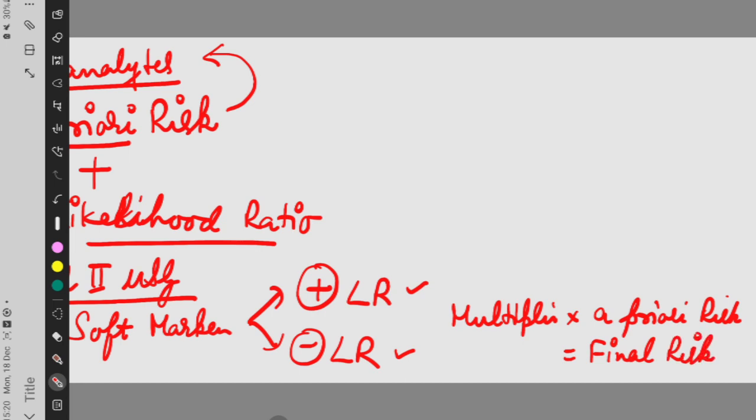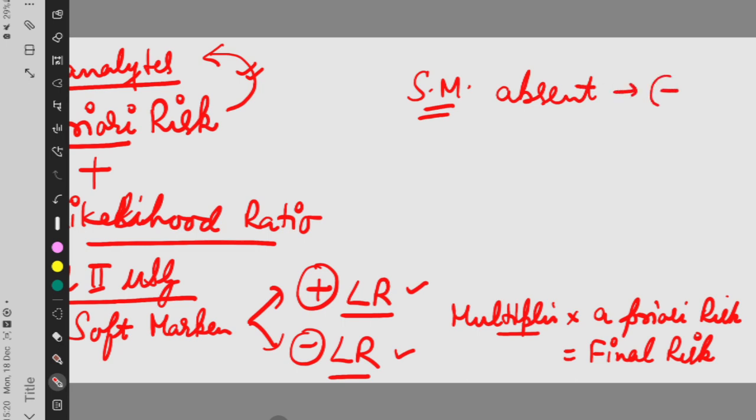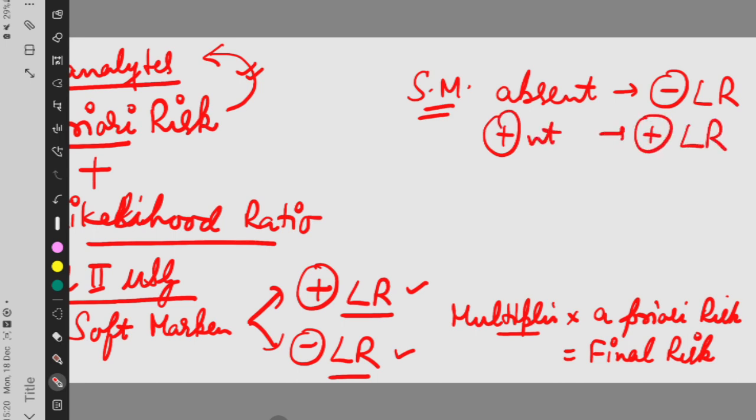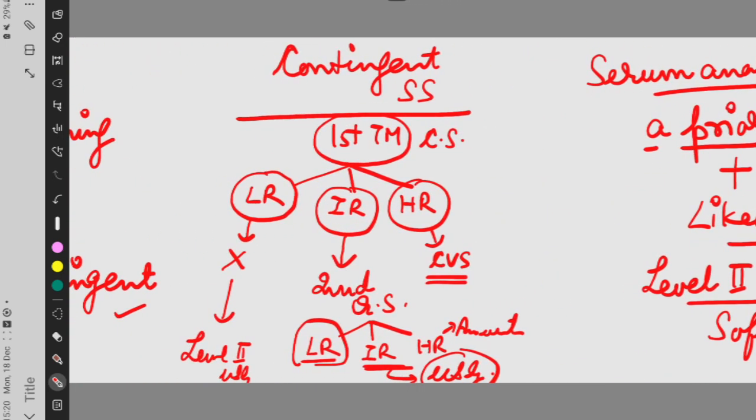Whatever risk stratification you have got from serum analytes till now, combined screen or quadruple marker, that you have to multiply with the positive and negative likelihood ratio of each soft marker which you get in level 2, and then you get the final risk. So it is very important: if the soft marker in the ultrasound is absent, then you have to multiply the negative likelihood ratio. If they are present, then you multiply all the positive likelihood ratios and you get the final risk. So this is how second trimester aneuploidy screening is done.